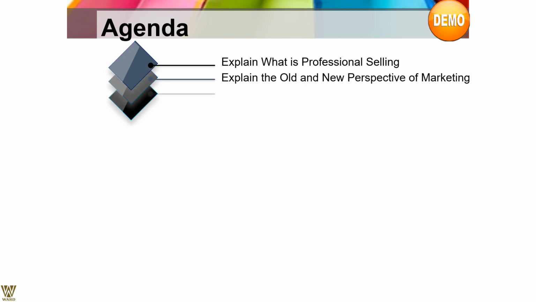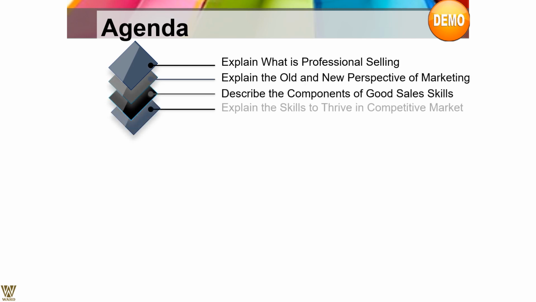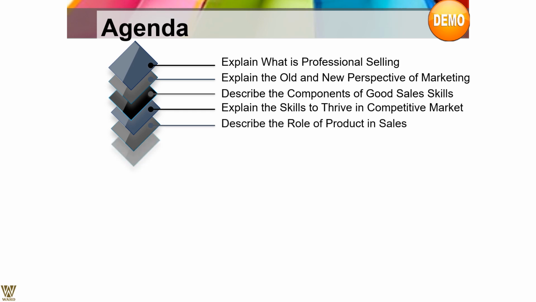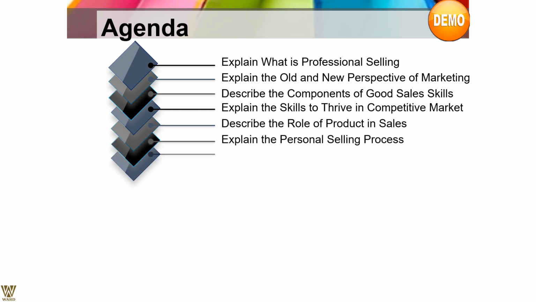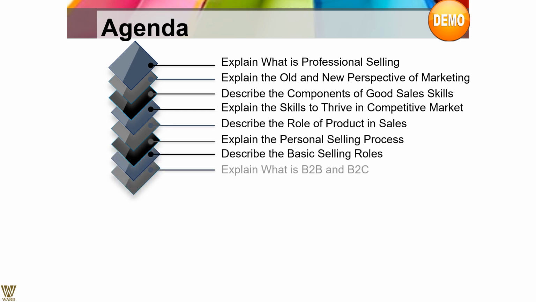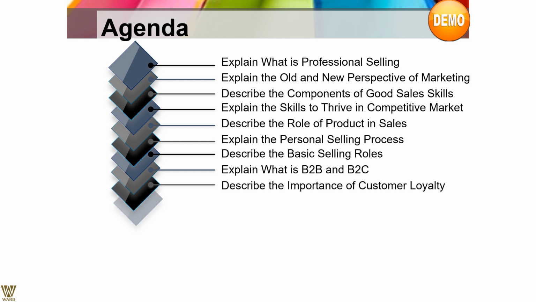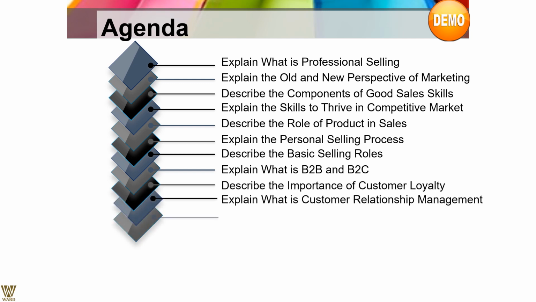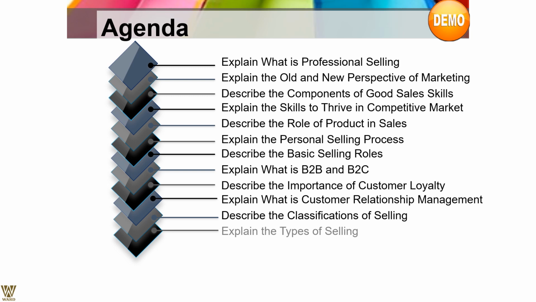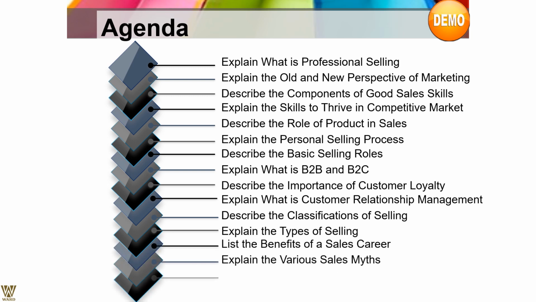We will understand what is sales, professional selling, what are the old and new perspectives of marketing, describe the components of good sales skills, explain the skills that are thriving presently in the market, describe the role of product in sales, personal selling processes, basic selling processes, what is B2B and B2C, business to business and business to customer. Describe the importance of customer loyalty. It brings in rich dividends in terms of return sales.